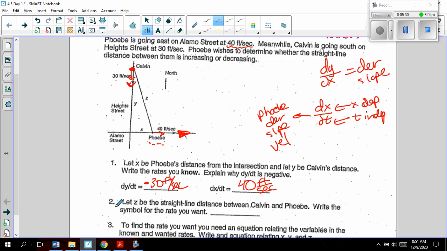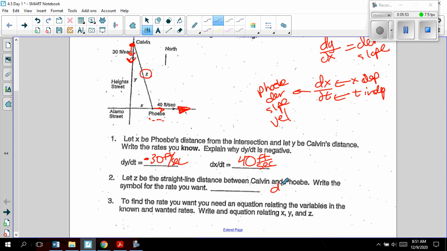Okay. Now continuing with 2 here, it says let z be the straight line distance between Kelvin and Phoebe. So here's that z right here. Write the symbol for the rate that we want, because that's what we want. Is that increasing or decreasing? Well, z is my dependent variable and t is time, so what I want is dz/dt. That's going to be the thing we are looking for, because that's the distance between them. Let's process that a second here.